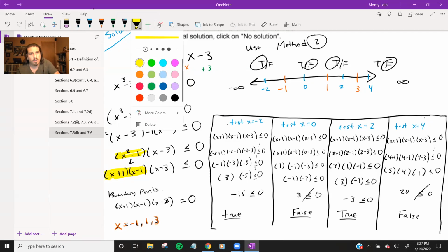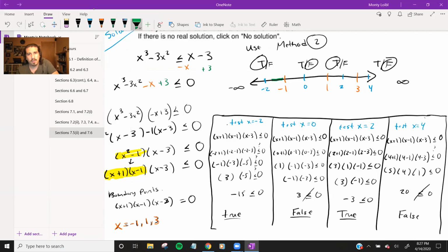Again, I'm going to use green. It's true in this area here, right? There's one of our solutions. It's false there, but then true in between here. Okay, now we can list this out. So this part of the segment, where it's true, is going to be from -infinity, in interval notation, to -1. Now we are going to include the endpoint, because it is less than or equal to. So that is why we include the endpoint.